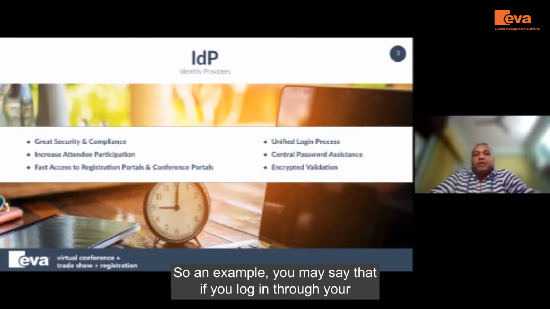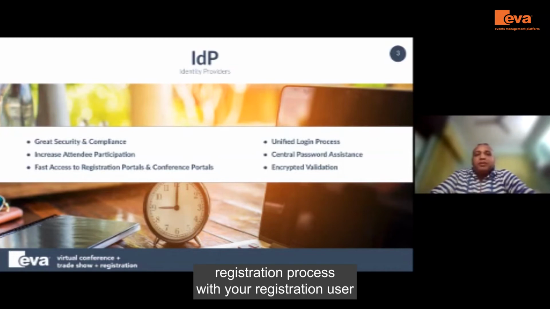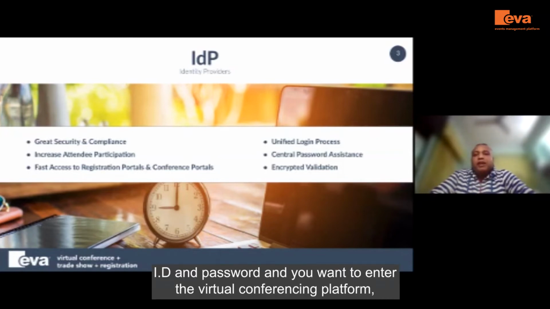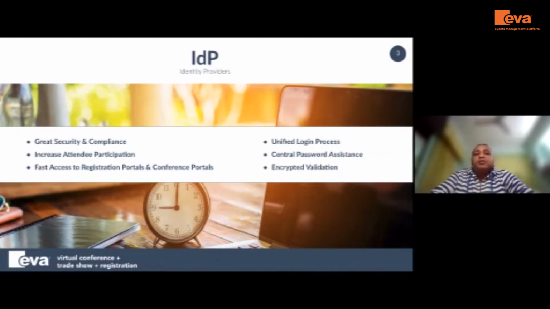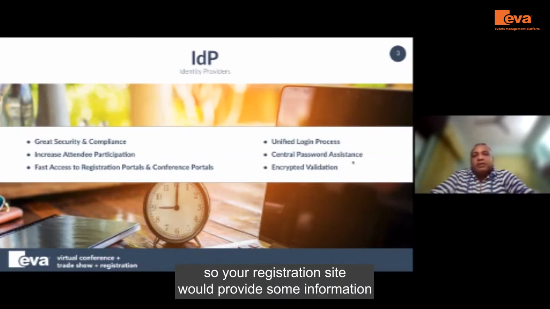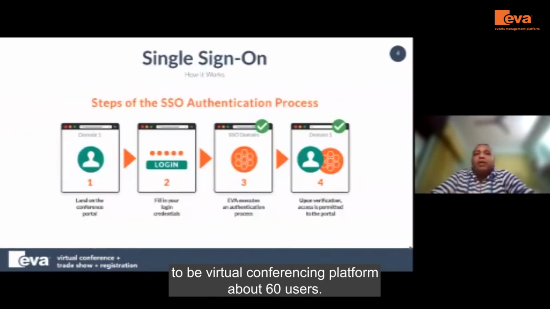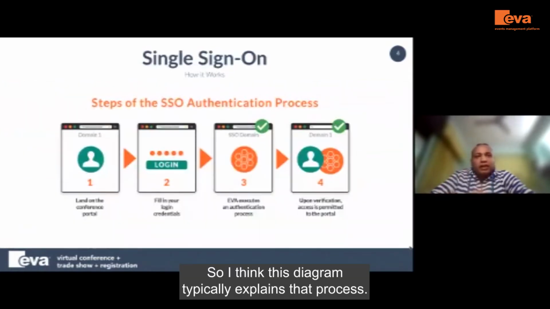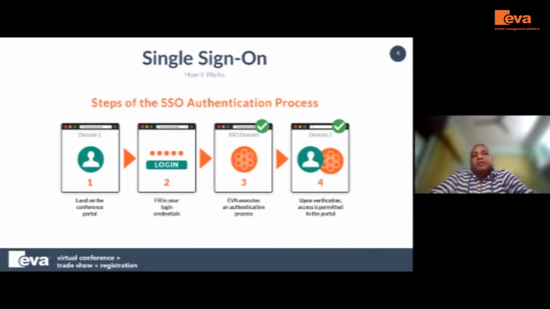So as an example, you may say that you log in through your registration process with your registration user ID and password, and you want to enter the virtual conferencing platform. So your registration site would provide some information to the virtual conferencing platform about its users, right? So I think this diagram typically explains that process.